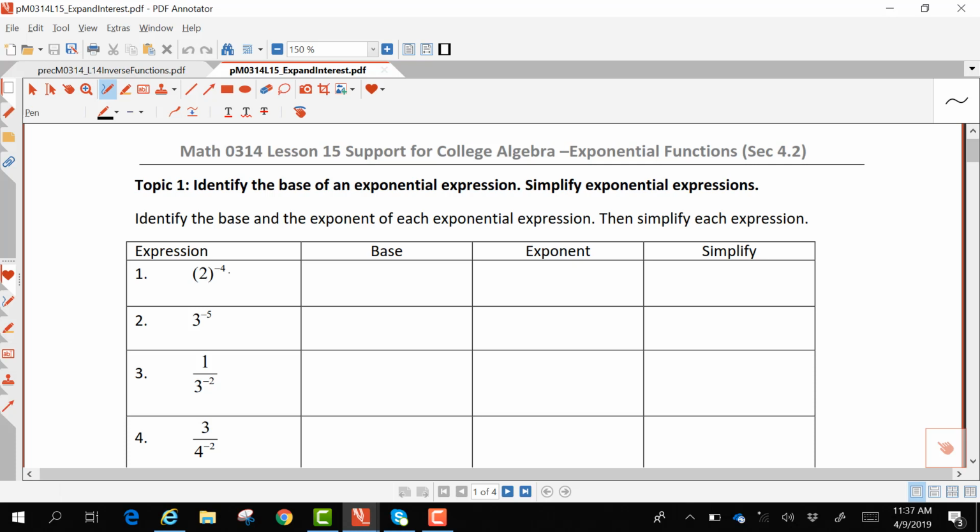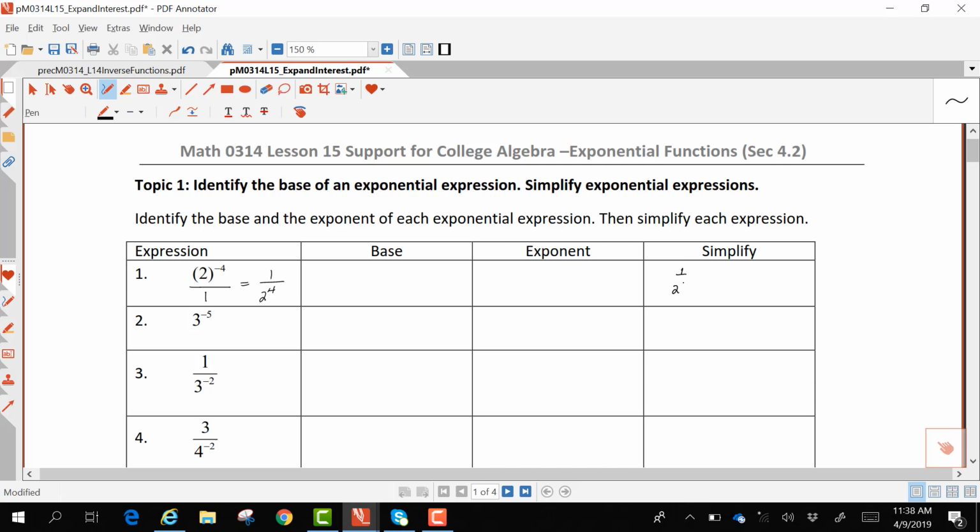We cannot evaluate a negative exponent, but we can make it a positive exponent by moving it to the opposite side of the fraction. Really, this is 2 to the negative 4 over 1, which when I move the 2 down, it will make the exponent positive and leave a 1 in the numerator. This will be how you change the negative exponent to a positive exponent.